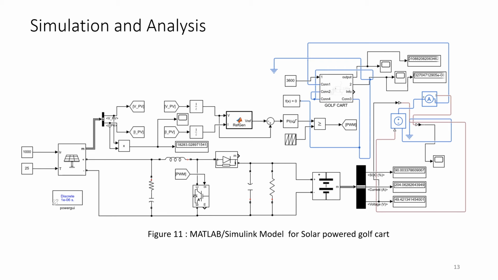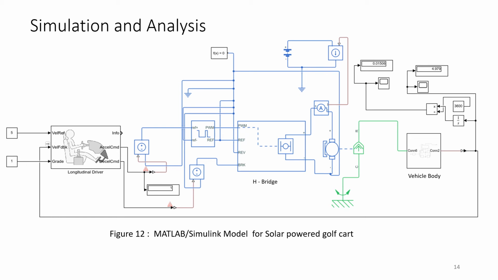The output of the solar panel is connected to a boost converter which boosts the output voltage and charges the battery. The battery then powers the permanent magnet DC motor of the golf cart, making it ready for its application. A much simpler MATLAB Simulink model for the same system can be shown in the next slide.